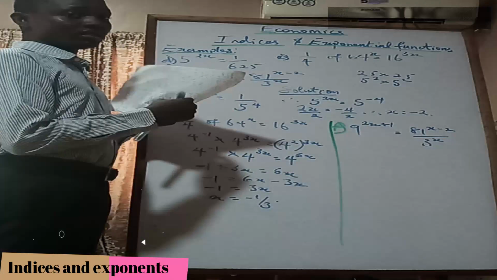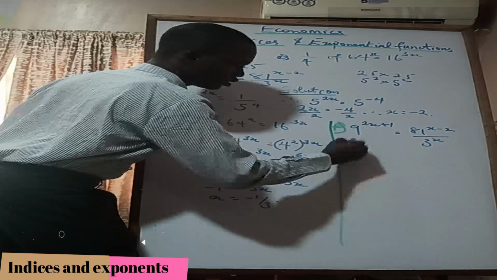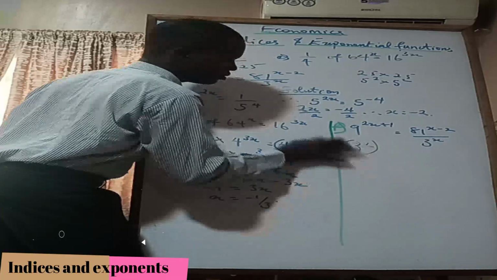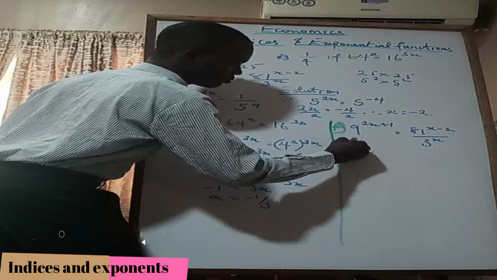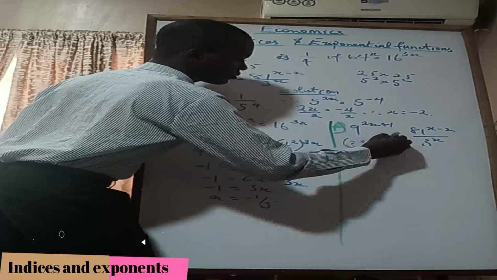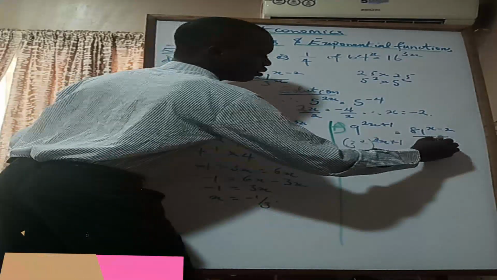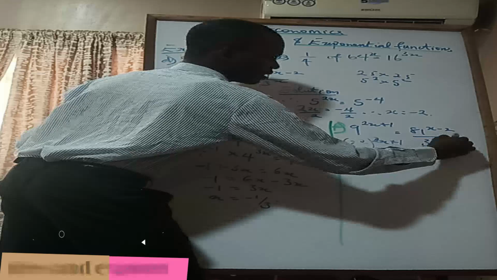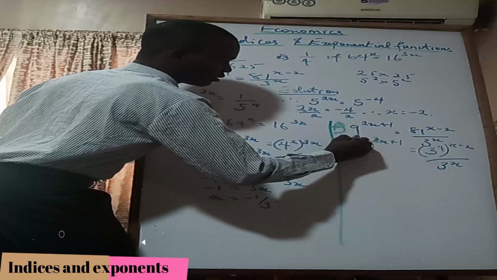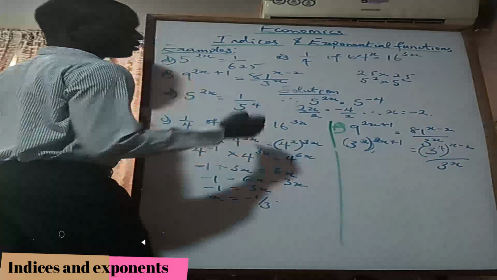So we can express everything in terms of 3. So 9 is going to become, you have to be careful please, 3 squared on its own, then raised to the power 2x plus 1, equals 3 raised to the power 4 on its own, raised to the power x minus 2, and divided by 3 raised to the power x. So this is 3 raised to the power 2 into bracket 2x plus 1. So everything has been expressed in terms of 3.